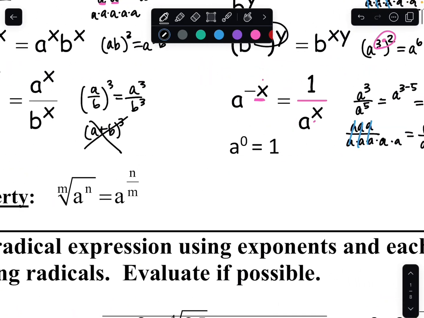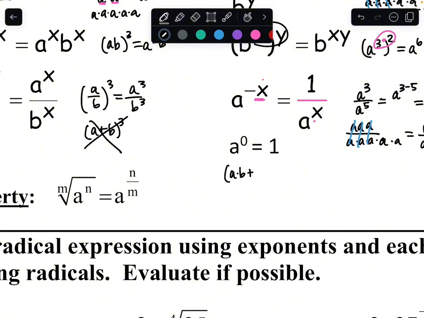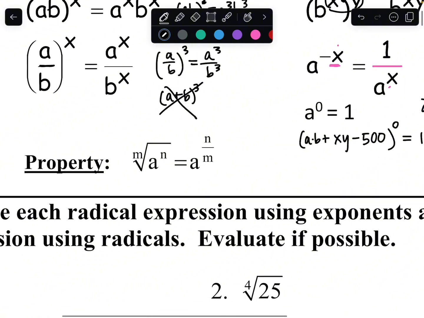Last few rules, anything to the 0 power is 1. And so it doesn't matter how many things. You could even have plus signs, multiple variables, numbers. If you raise it all to the 0 power, that whole ugly expression turns into a 1.